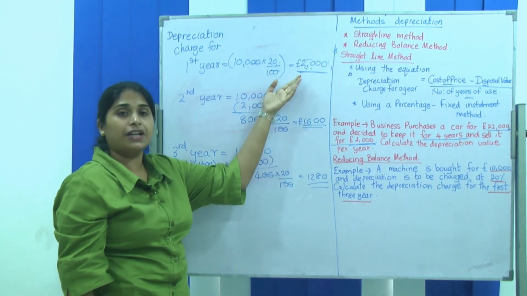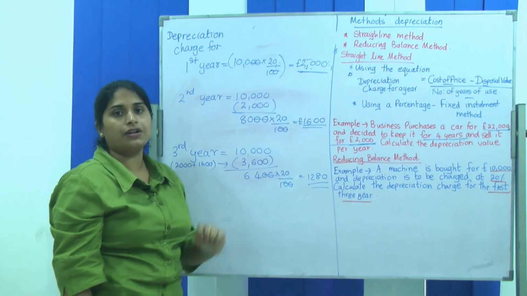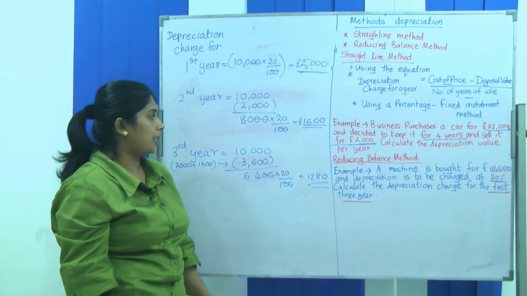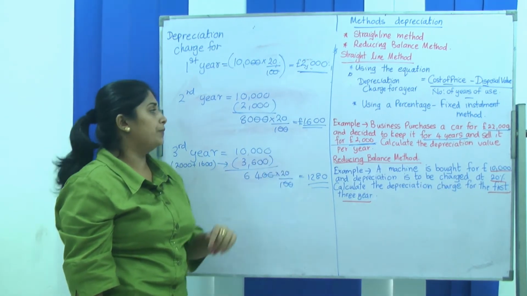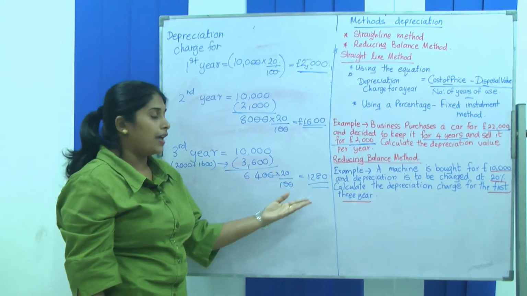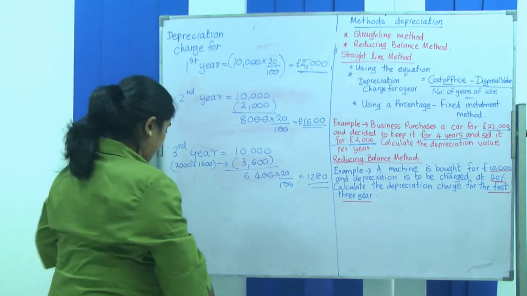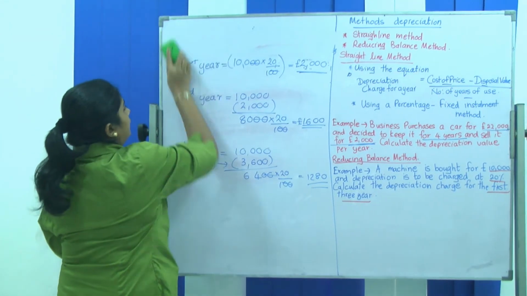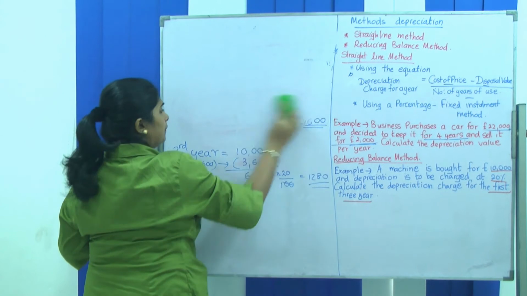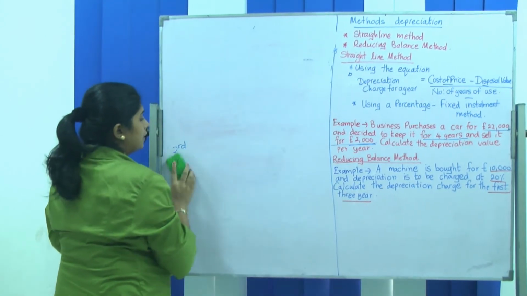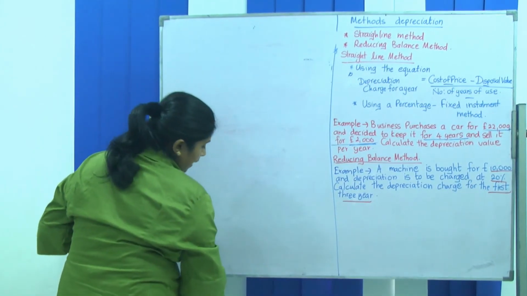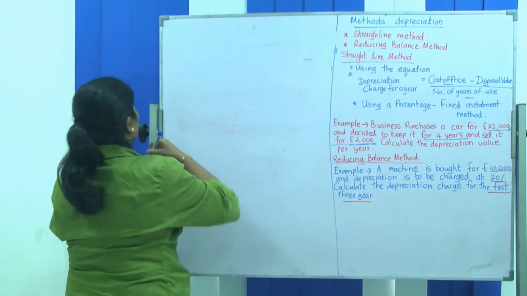So when you are recording in the books, the first year you will record 2,000 as the depreciation charge, in the second year you will record 1,600, and in the third year you will record 1,280. Now I'll take another example. I'll explain it once again. If the business starts to use the reducing balance, what happens?